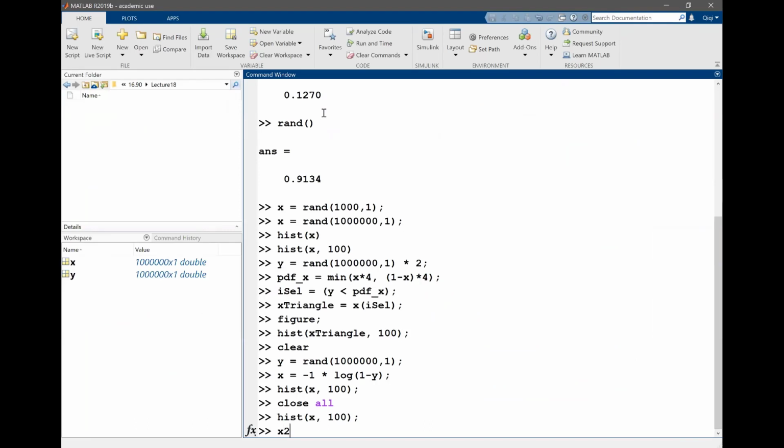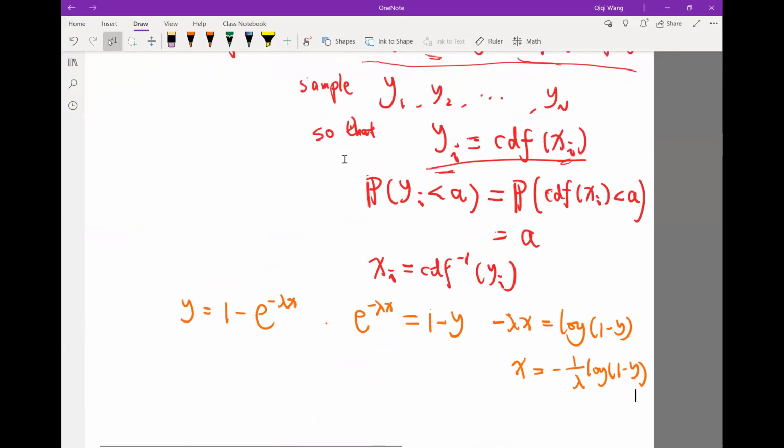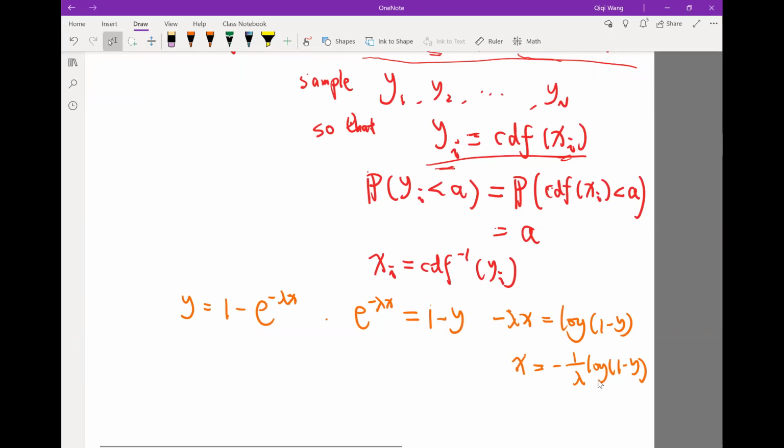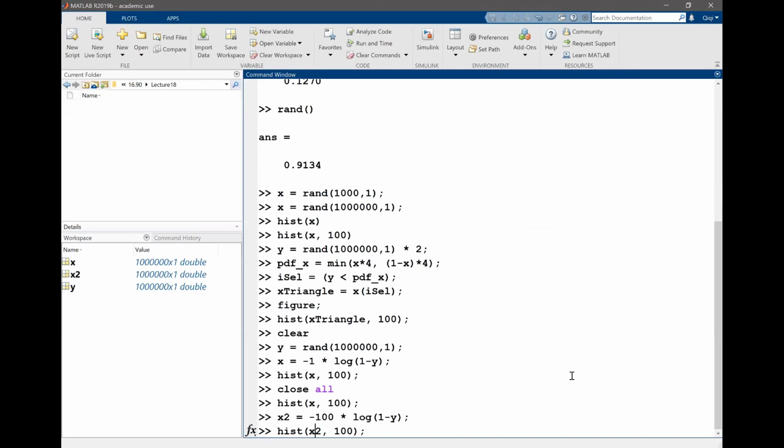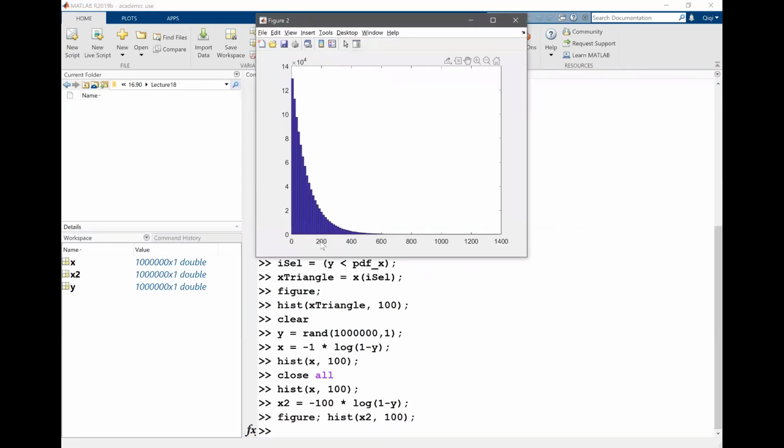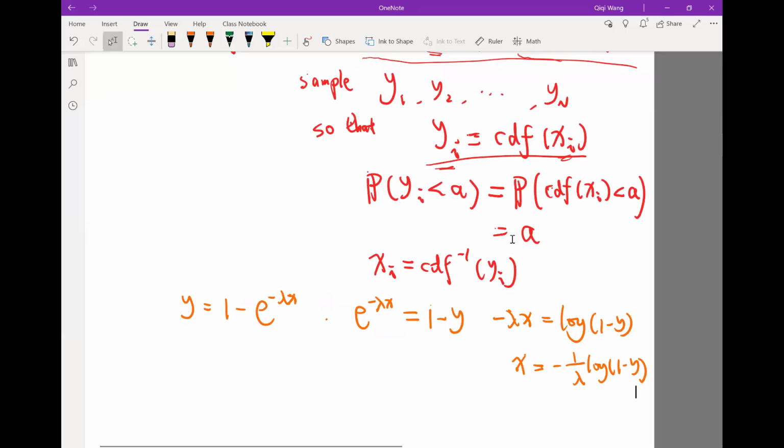That's my x2, equal to minus 1 over lambda times the log of 1 minus y. So if lambda is 1/100, this is actually minus 100 times log of 1 minus y. If I plot x2, you're going to see that the distribution is shifted. It's really multiplied by a factor of 100. We have a much longer tail. Instead of about 14, we get to 1400. So this is how we are sampling an infinite distribution.